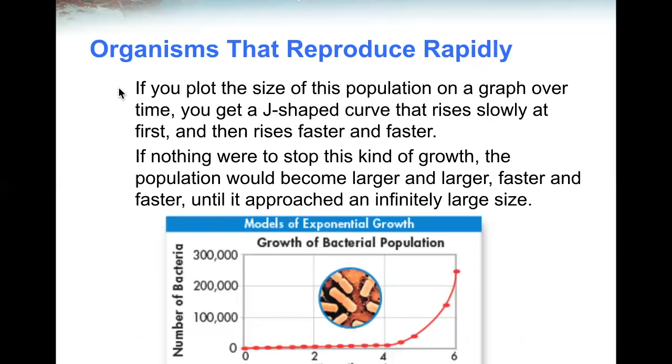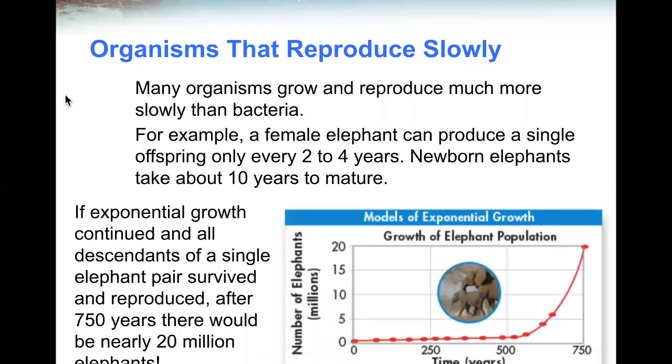If you plot the size of the population on a graph over time, you get a J-shaped curve that rises slowly at first and then rises faster and faster. If nothing were to stop this kind of growth, the population would become larger and larger, faster and faster, until it approaches an infinitely large size. That is exponential growth.